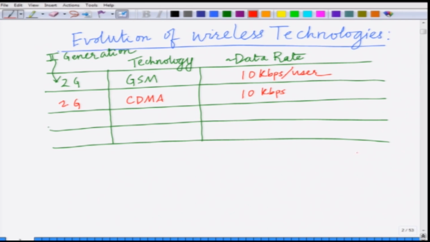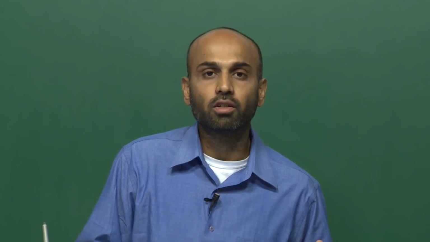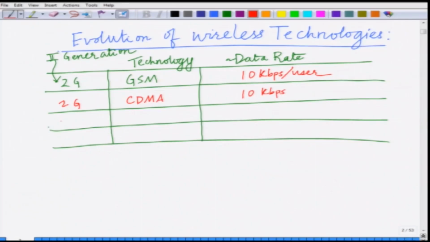And moving on slightly ahead, 2G evolved into 2.5G, that is 2.5 generation wireless communication. In 2.5G, we have technologies such as GPRS, which enabled a data rate of around 50 kilobits per second, and also another 2.5G, sometimes also called 2.75G, standard, which is EDGE, which had a slightly higher data rate of approximately 200 kilobits per second.